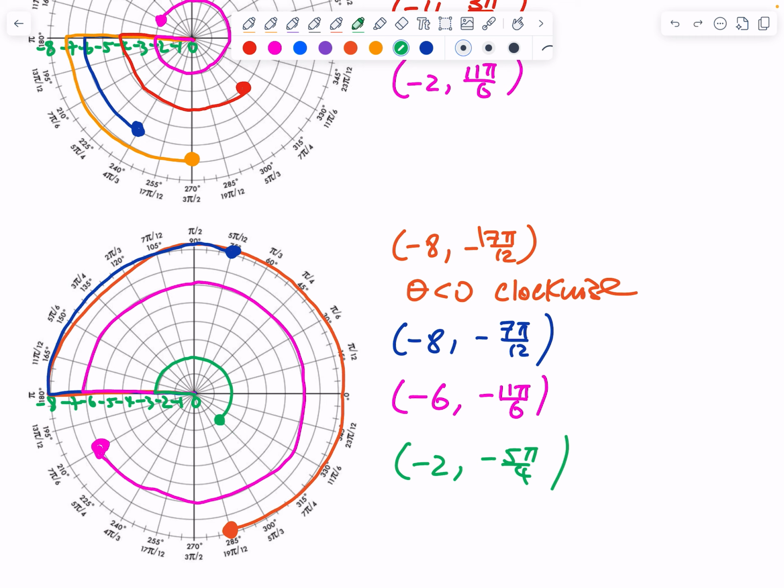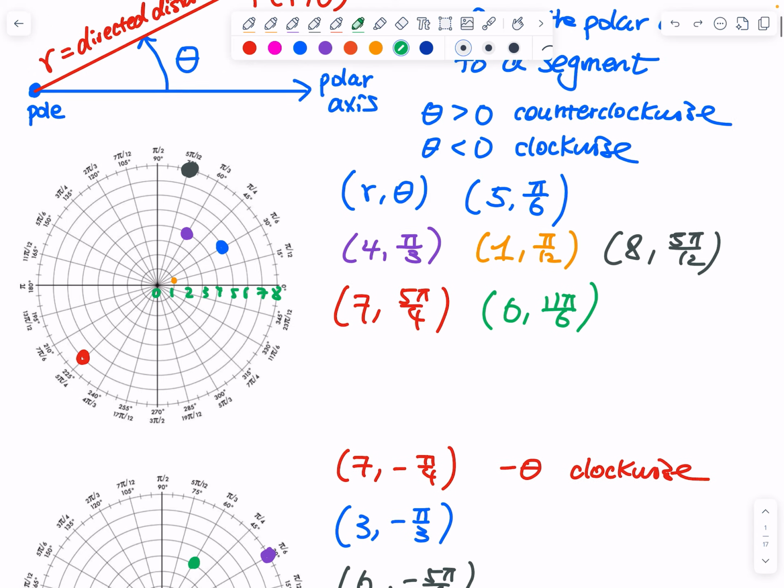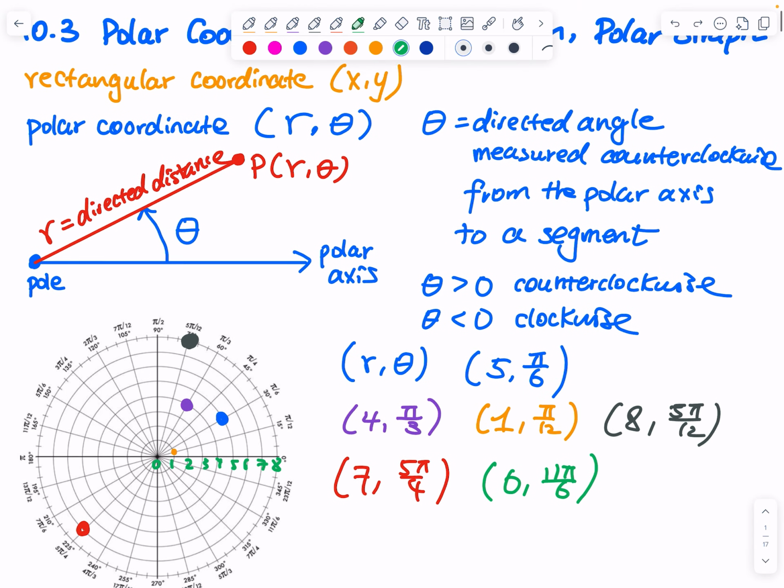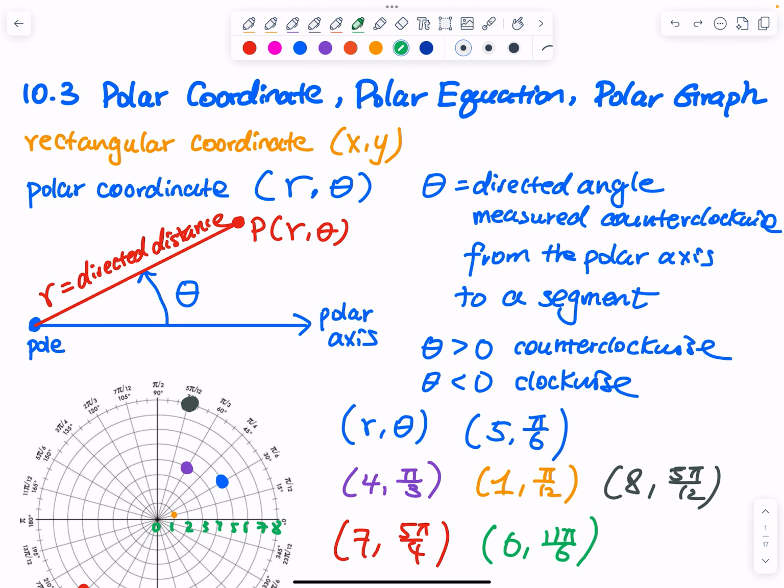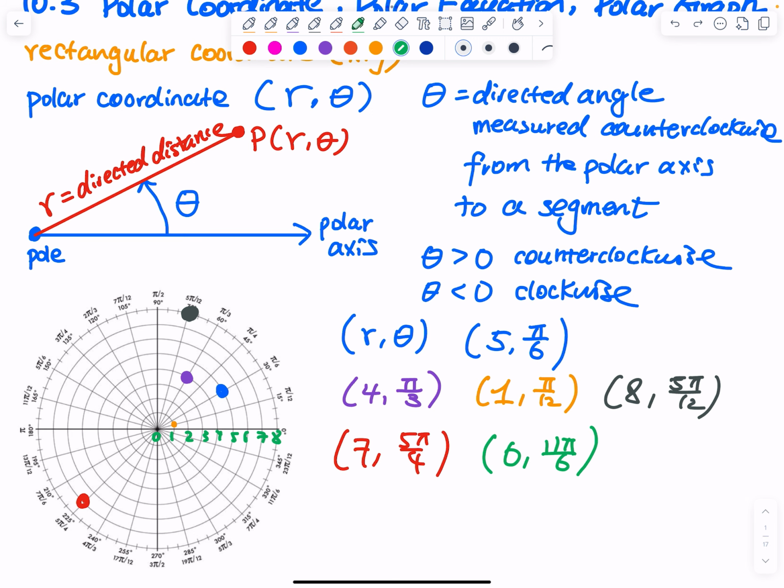All right, so that is all for this one. So what did we do in this video? So in this video, I am going to do polar. So the first thing to do in polar is I have to introduce the polar plane and then show you how to put a point on the polar plane.